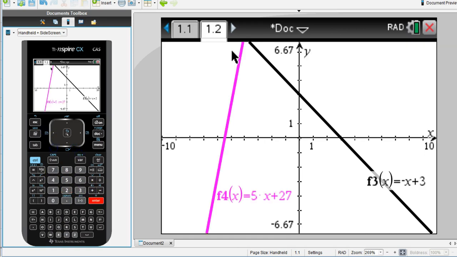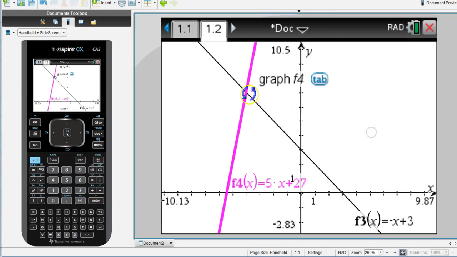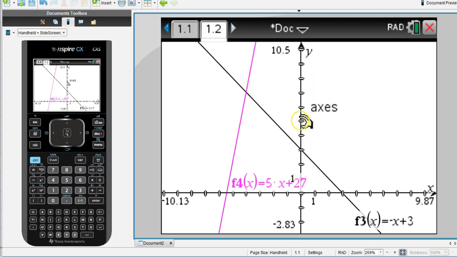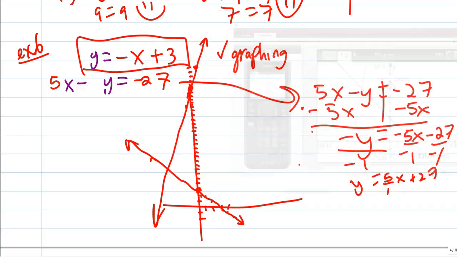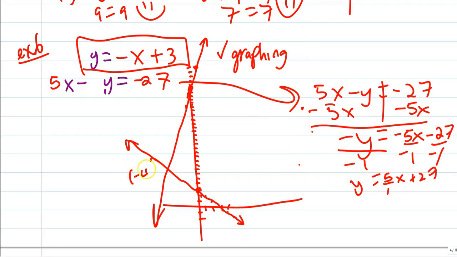Do these lines cross? It doesn't say. Oh, yeah, they do. It's about right here. What is that point? Well, I can actually see that here. That looks like it's 1, 2, 3, negative 4, and up 1, 2, 3, 4, 5, 6, 7. So I'm going to say, I think, could I check it? Sure, I could plug it in and see if that is the solution. But once again, the answer could be a decimal. I don't know. So graphing has its limitations.